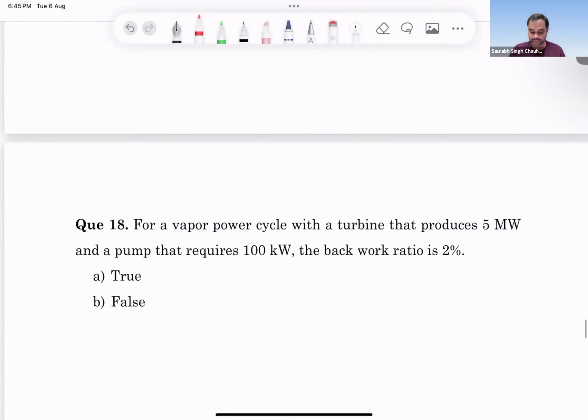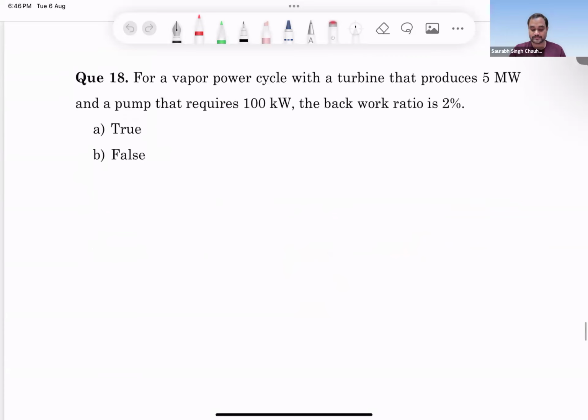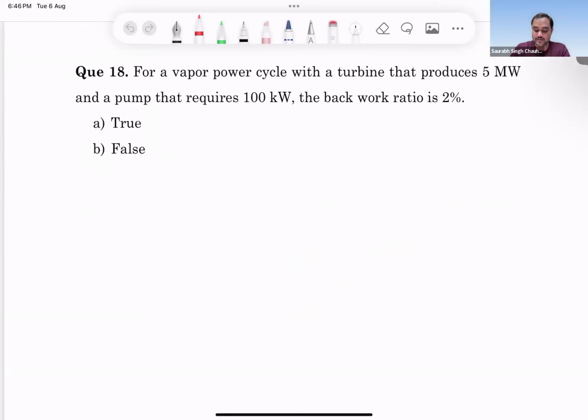We will move to question number 18. Question number 18 says, for a vapor power cycle with a turbine that produces 5 megawatt and a pump that requires 100 kilowatt, the back work ratio is 2%.